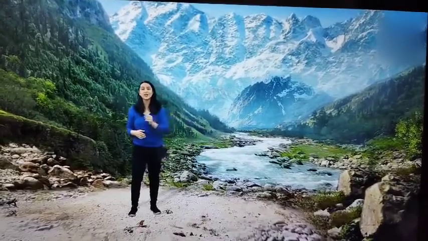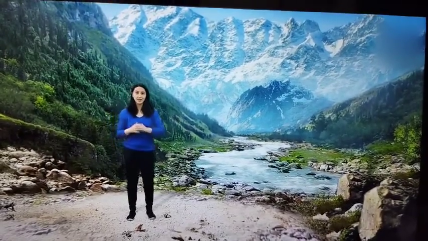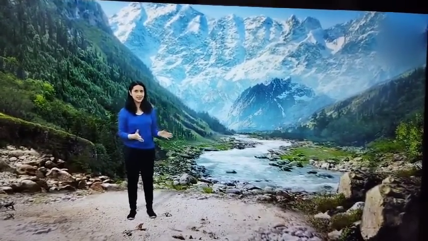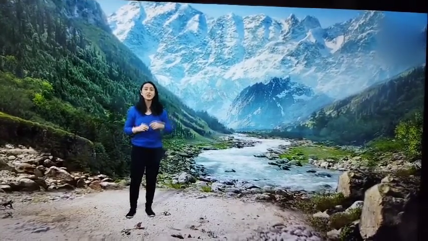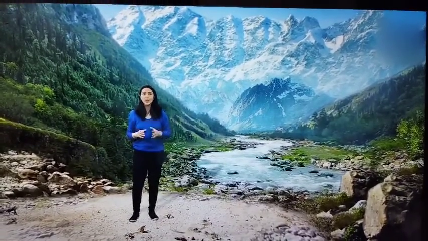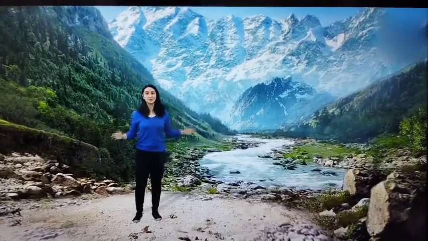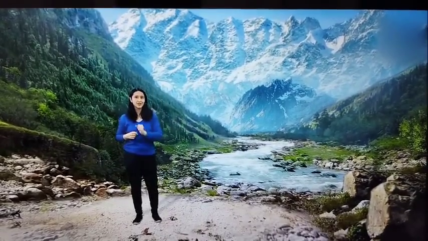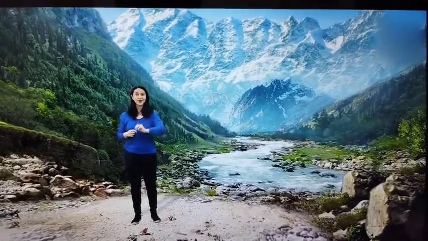This is one of the streams that originated in the Himalayan mountains. Like this, many other streams, both big and small, have formed a vast plain area with very fertile soil. Let's follow the river.